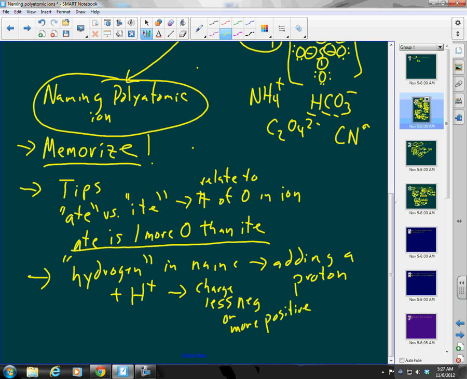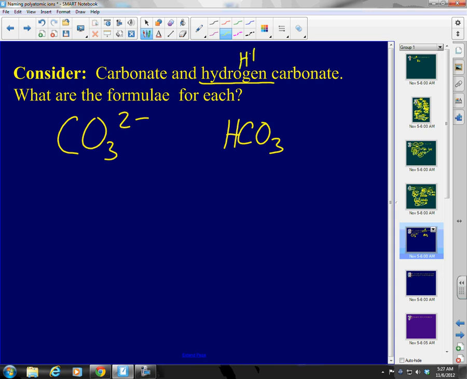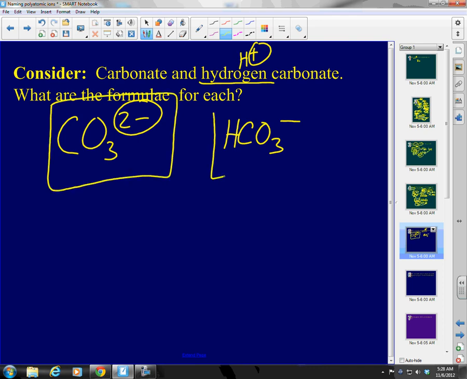I think you'll see what I mean here in a second. All right, here we go. We have carbonate and hydrogen carbonate. Now, carbonate you will memorize is CO3 2 minus. Now, hydrogen carbonate means what? That means I'm going to add a hydrogen, so it becomes HCO3. Now, when I add a hydrogen, really I'm adding a proton, which is an H plus. So what happens to this negative 2? Well, I'm adding a plus, so that negative 2 becomes what? A negative 1.